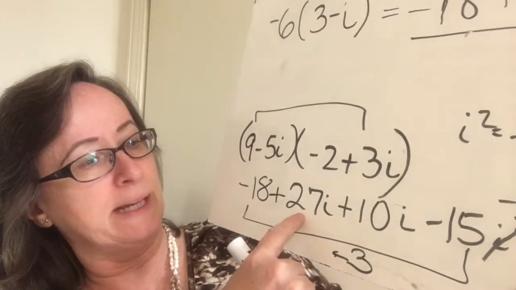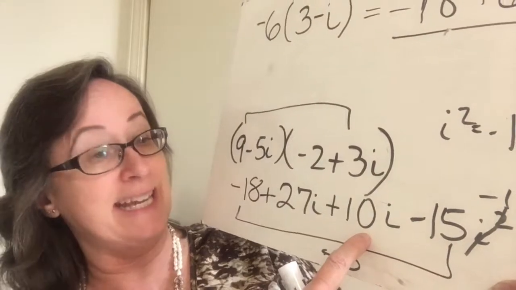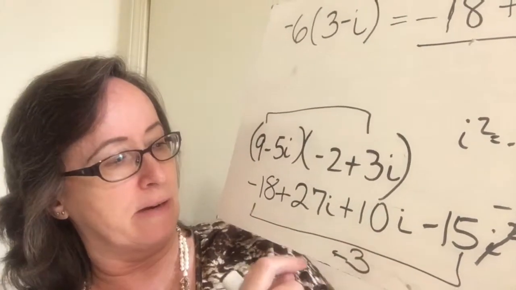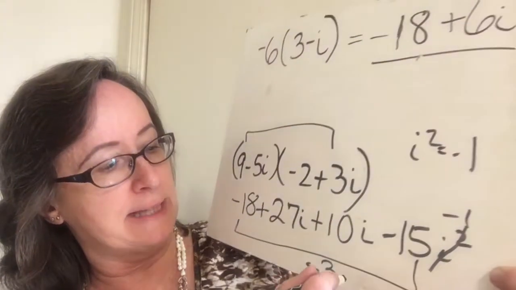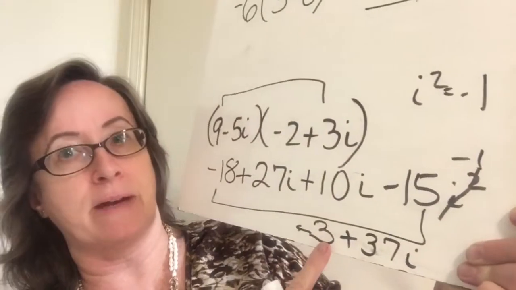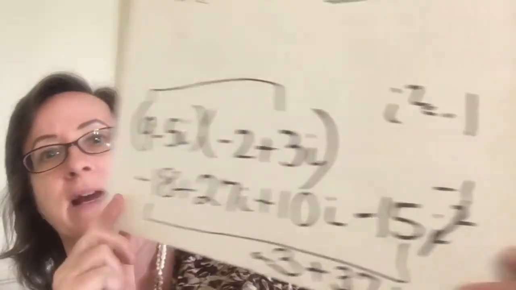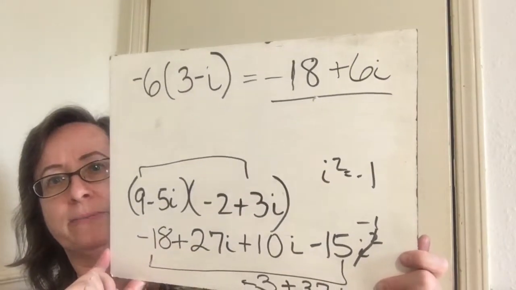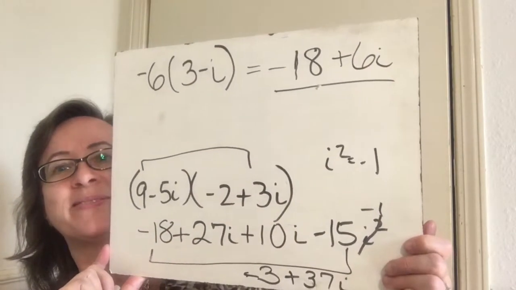I'm going to take the +15 and add it to the -18 and get a -3. And then I'm going to get the 27i and add it to the 10i, always real with real and imaginary with imaginary. And I'm going to get a 37i. So I wind up getting -3 plus 37i when I work that problem. So let me get the whole board on there. That was two different problems.